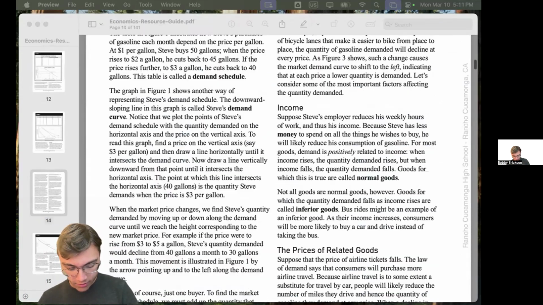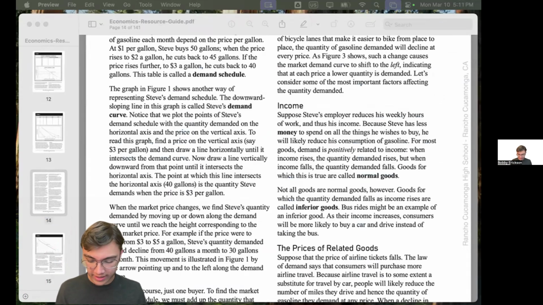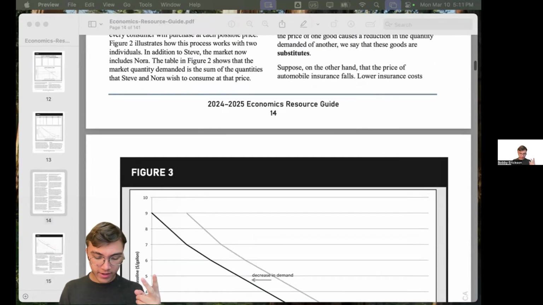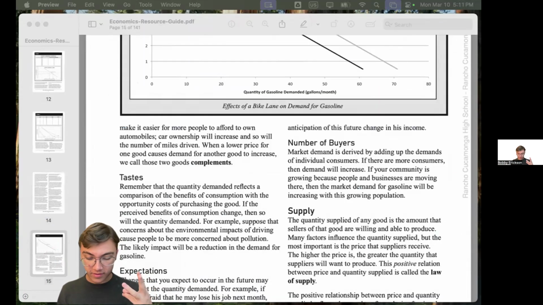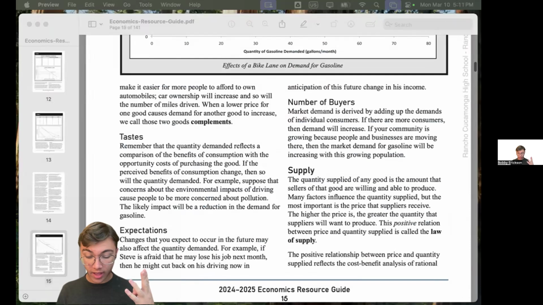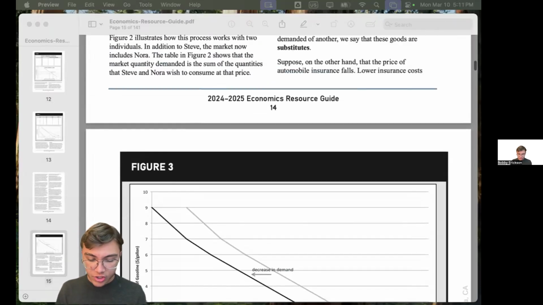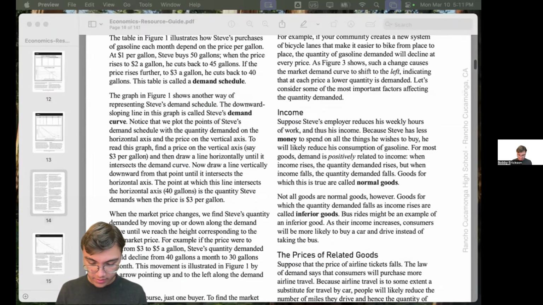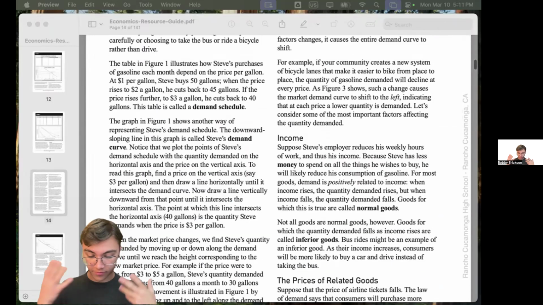So here are the few factors. Before we actually get in depth on the factors, we're going to list them. Those factors are income, the price of related goods, tastes, expectations, and the number of buyers. Each of these different factors will influence the entire demand curve as a whole.